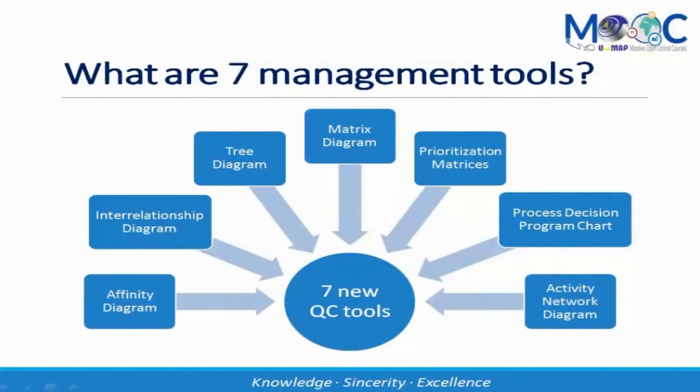Under the 7 management tools, there are affinity diagram, interrelationship diagram, tree diagram, matrix diagram, prioritization matrices, process decision program chart, and activity network diagram.